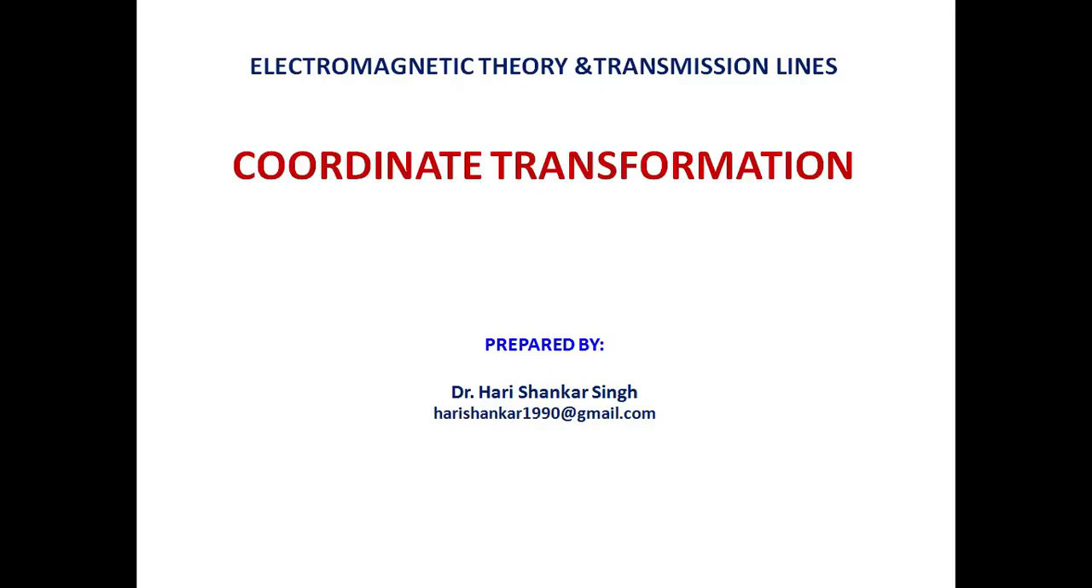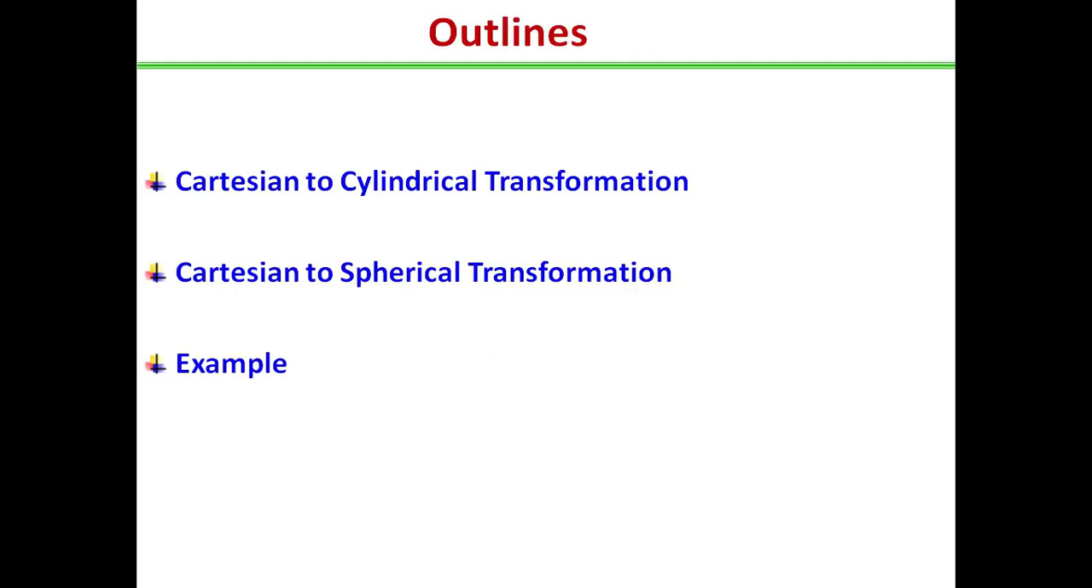In the previous video, I discussed the three types of coordinate system, that is Cartesian coordinate system, cylindrical coordinate system and spherical coordinate system. Now, in this video, I will be giving the idea about transforming one coordinate system to another coordinate system. Here is the outline. First, I will show how the Cartesian to cylindrical transformation is done. Next is Cartesian to spherical, and lastly I will take some examples for dealing with the transformation.